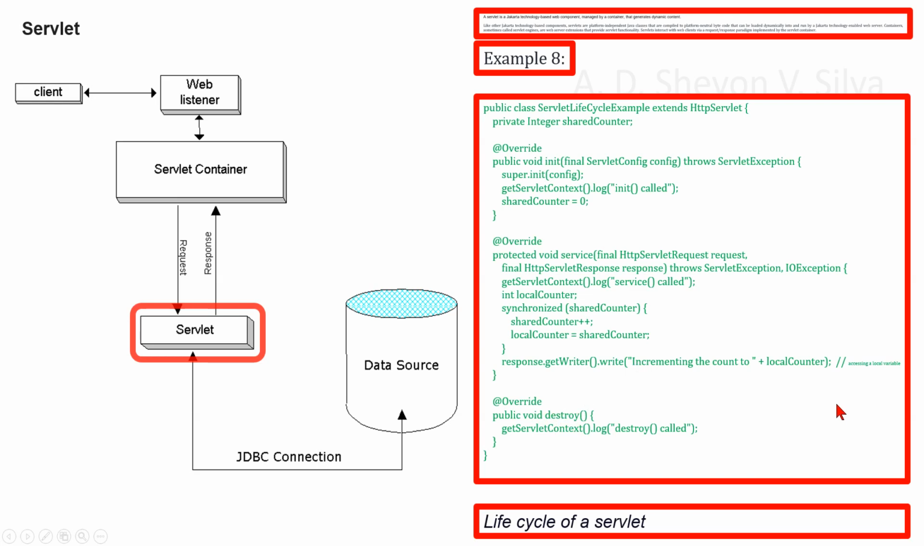And number seven, the container calls the servlet's destroy method to relinquish any resources, such as file handles, that are allocated for the servlet. Important data may be saved to a persistent store. And eight, the memory allocated for the servlet and its objects can then be garbage collected.